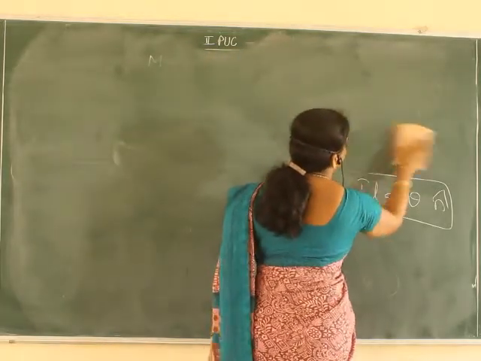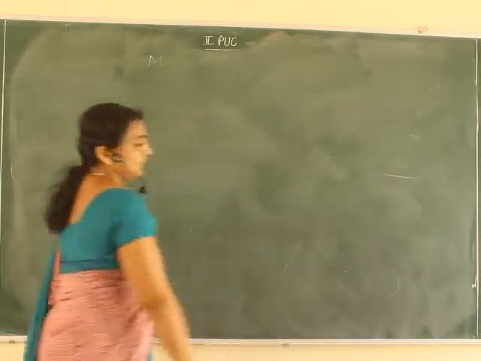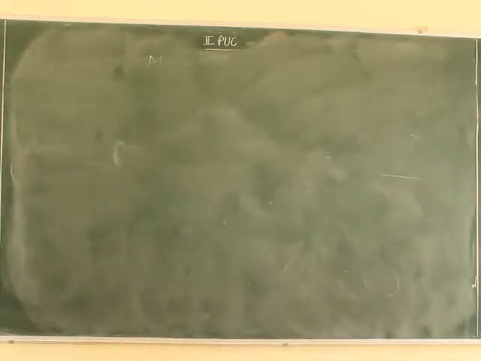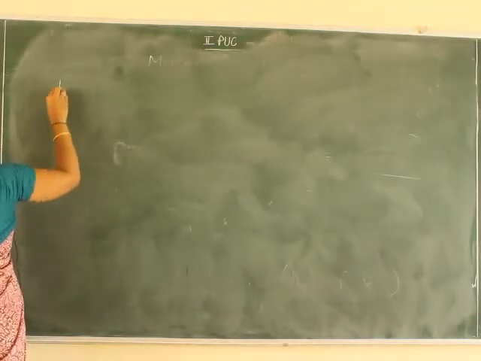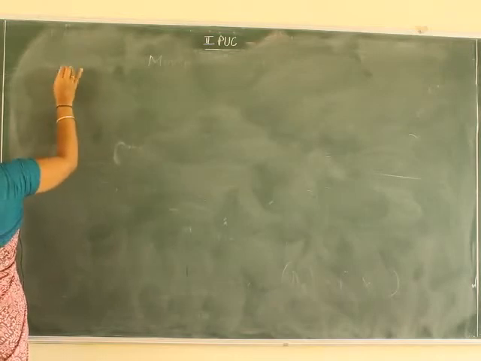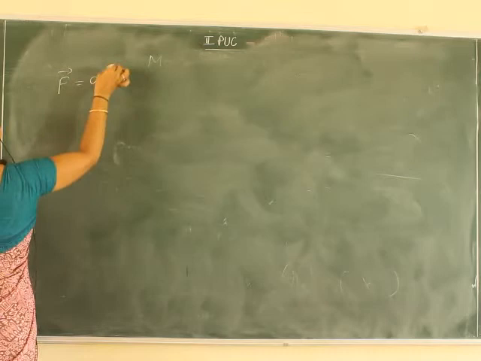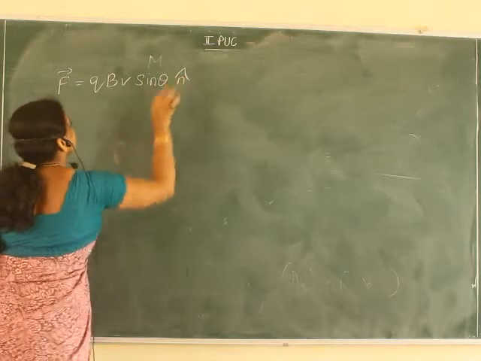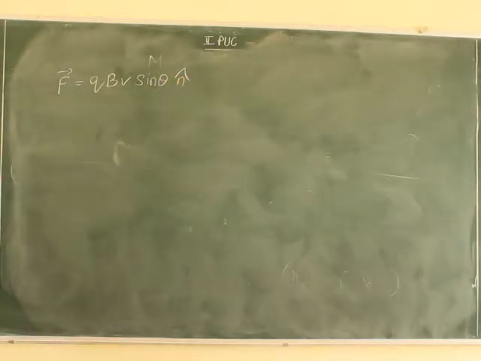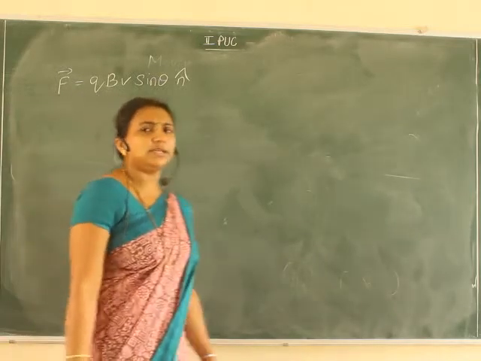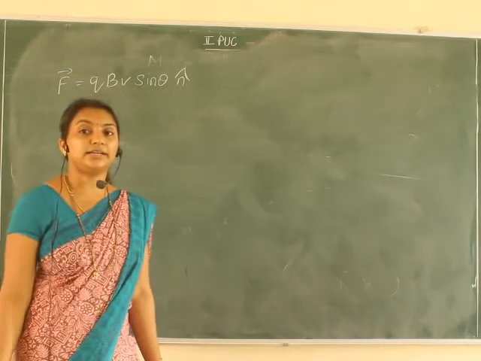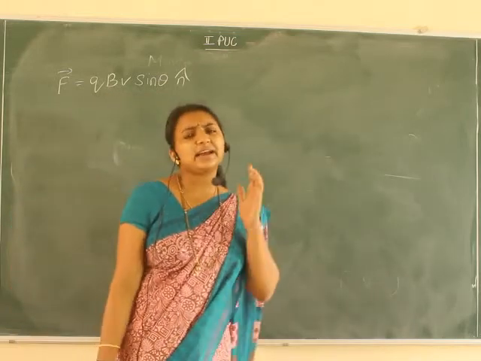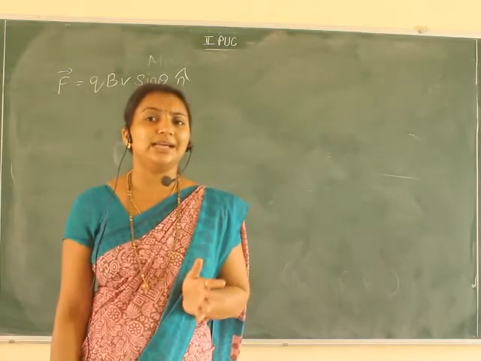Do you remember the formula we learnt in the previous class? That is F is equal to QEB sin theta or QBV sin theta. Do you remember this formula? We said if theta is equal to 0, it is parallel. If theta is equal to 180, it is anti-parallel. Correct? Okay.